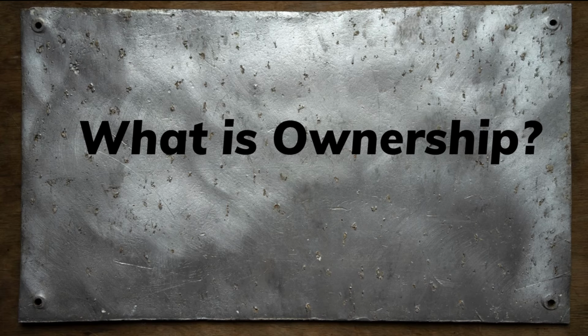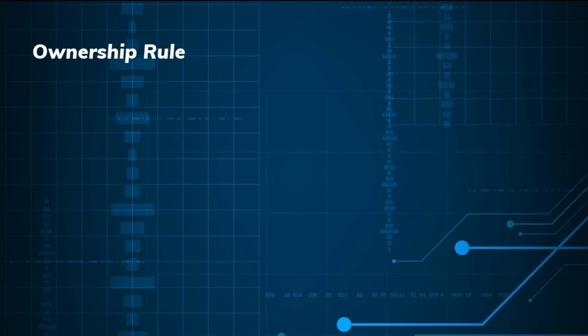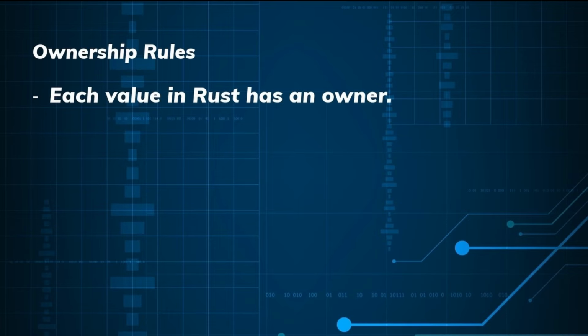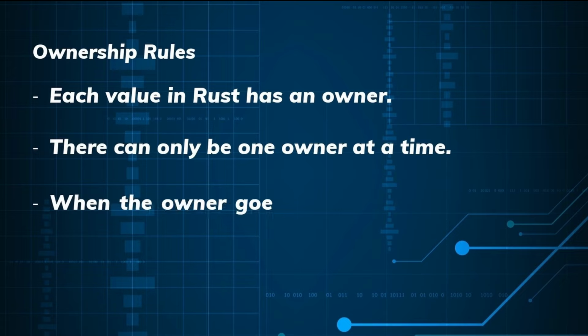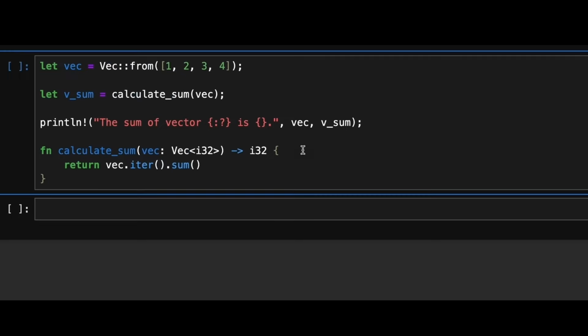One of the most important concepts in Rust is ownership. Here are the basic rules. Every value has one owner. There can only be one owner at a time. When the owner goes out of scope, the value is dropped.